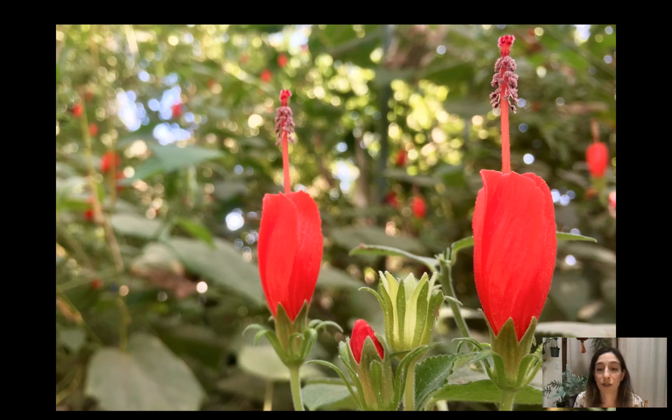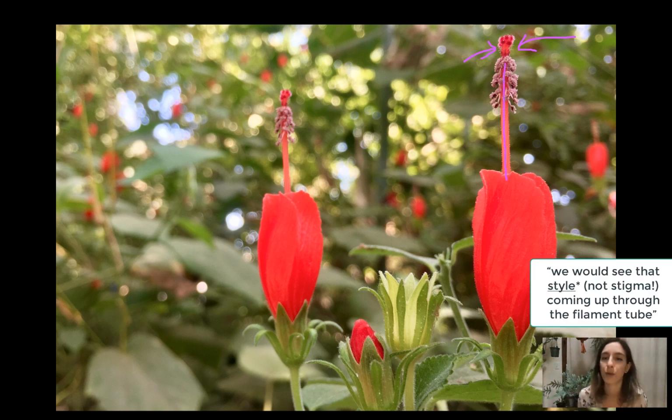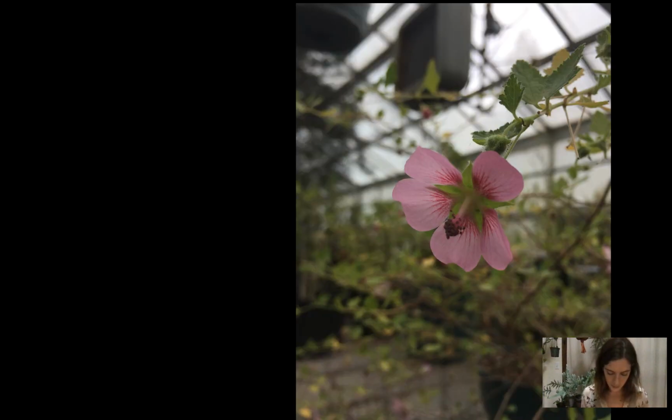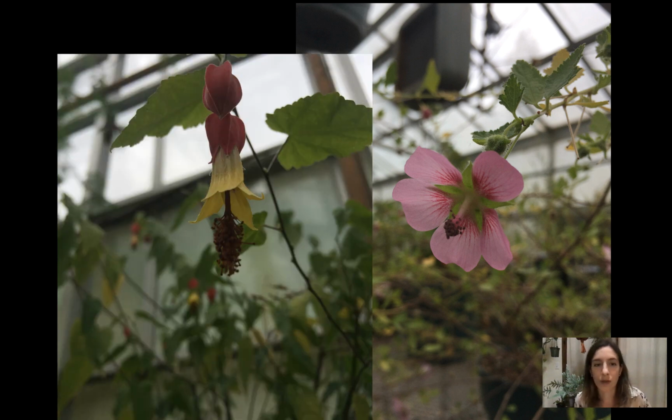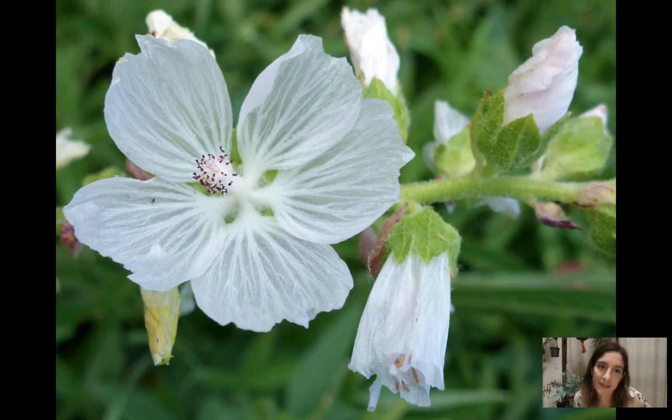Another member of the family. Just to show you some diversity, you can really clearly see those 5 fused sepals here and that very prominent filament tube. This one you can more clearly see the stigmas that are coming up through. Again, if we had X-ray vision, we would see that style coming up all the way through that filament tube. There are just some pictures of members of Malvaceae from our HSU greenhouse. And some more diversity.